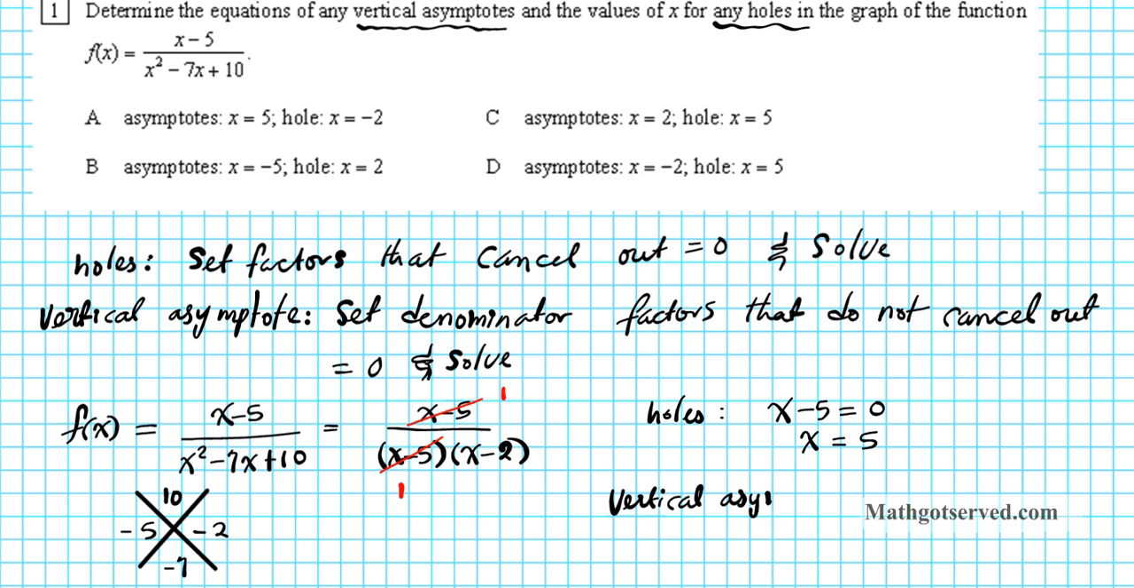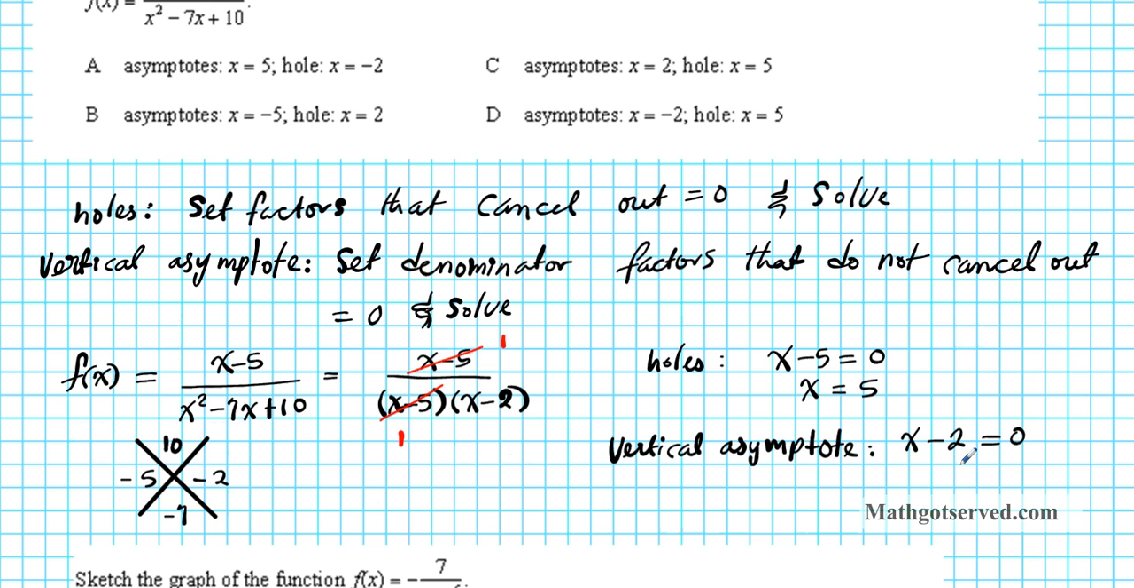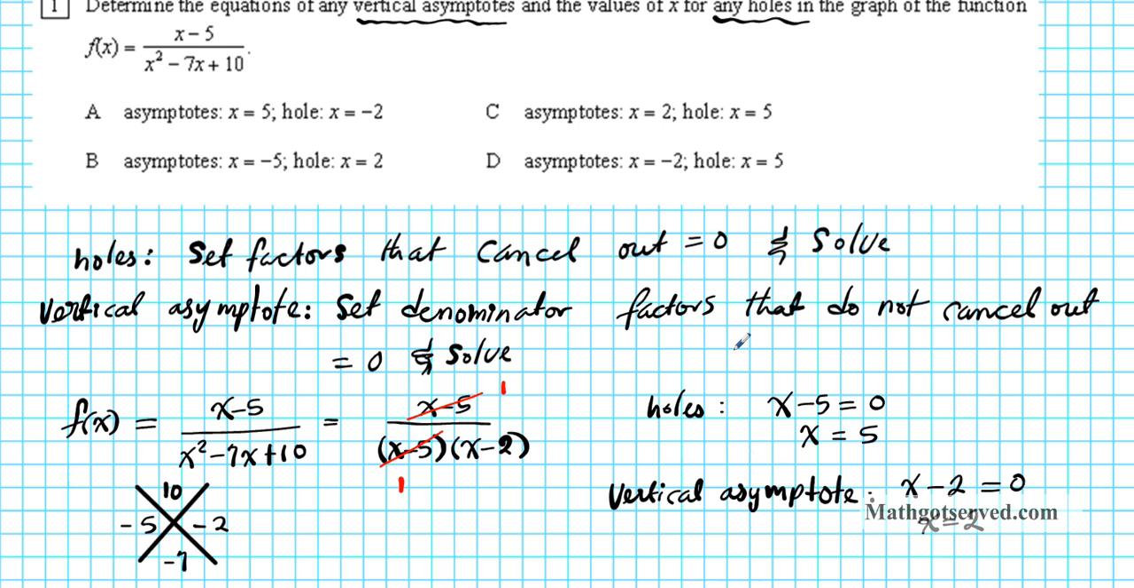And then to find the vertical asymptote, all you do is look at the denominator and extract factors that did not get cancelled out. In the reduced form of the expression, you just set the denominator to 0. So in this case, x minus 2 doesn't have any common factor in the numerator, so we just extract it, set it equal to 0 and solve. X equals 2 is our vertical asymptote. All right, so let's see, where's the answer? Holes 5, so it cannot be A or B. Vertical asymptote of 2, so our answer is option letter C.